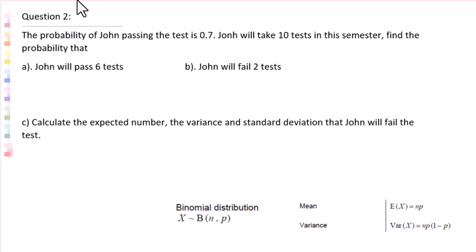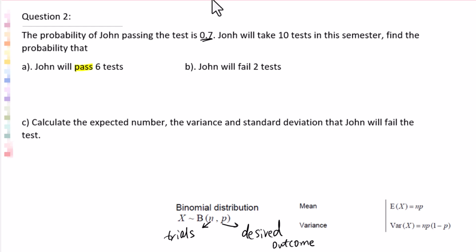1.10. Question 2. The probability of John passing the test is 0.7. John will take 10 tests in this semester. Find the probability that John will pass 6 tests. Obviously, this is a binomial distribution. There are two outcomes. Either John will pass the test or John will fail the test. For this binomial distribution, this n is the number of trials. This p is the probability of desired outcomes.